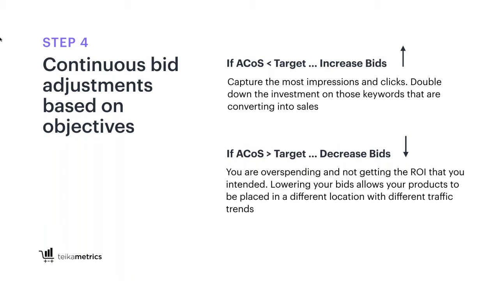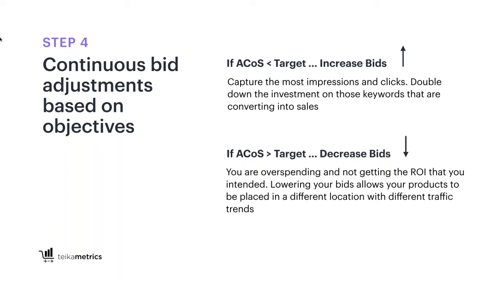Right. So it's all about making sure you have a clear understanding of your objectives and what your targets are for each campaign. And if you're getting sales below that rate, increase your bids. Make sure you're never letting your bid constrain your growth, and don't let it stop you from getting more impressions and clicks and sales.